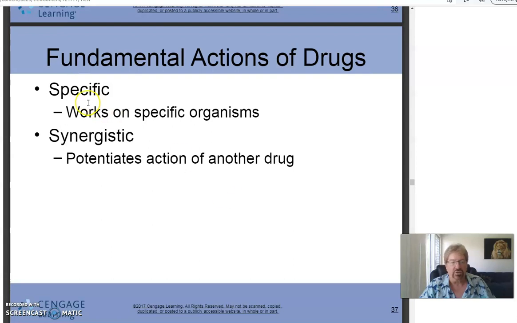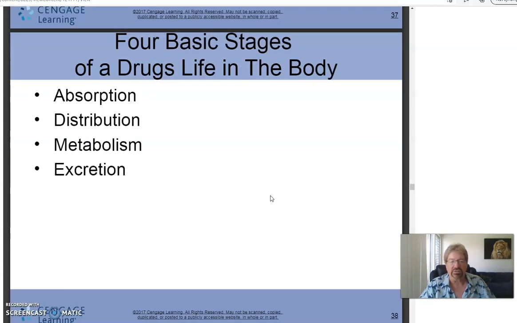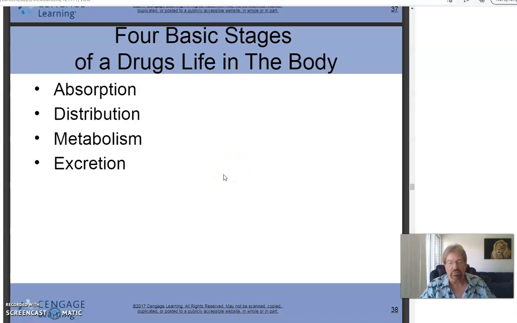Fundamental actions of drugs. Specific works on specific organisms, like an antibiotic that's geared towards a specific organism. Synergistic potentiates the actions of another drug, cranks up another drug. The 4 basic stages of a drug's life in the body: absorption, distribution, metabolism, where it's broken down, and then finally waste products and so forth are excreted from the body. The liver is charged with doing a lot of that.